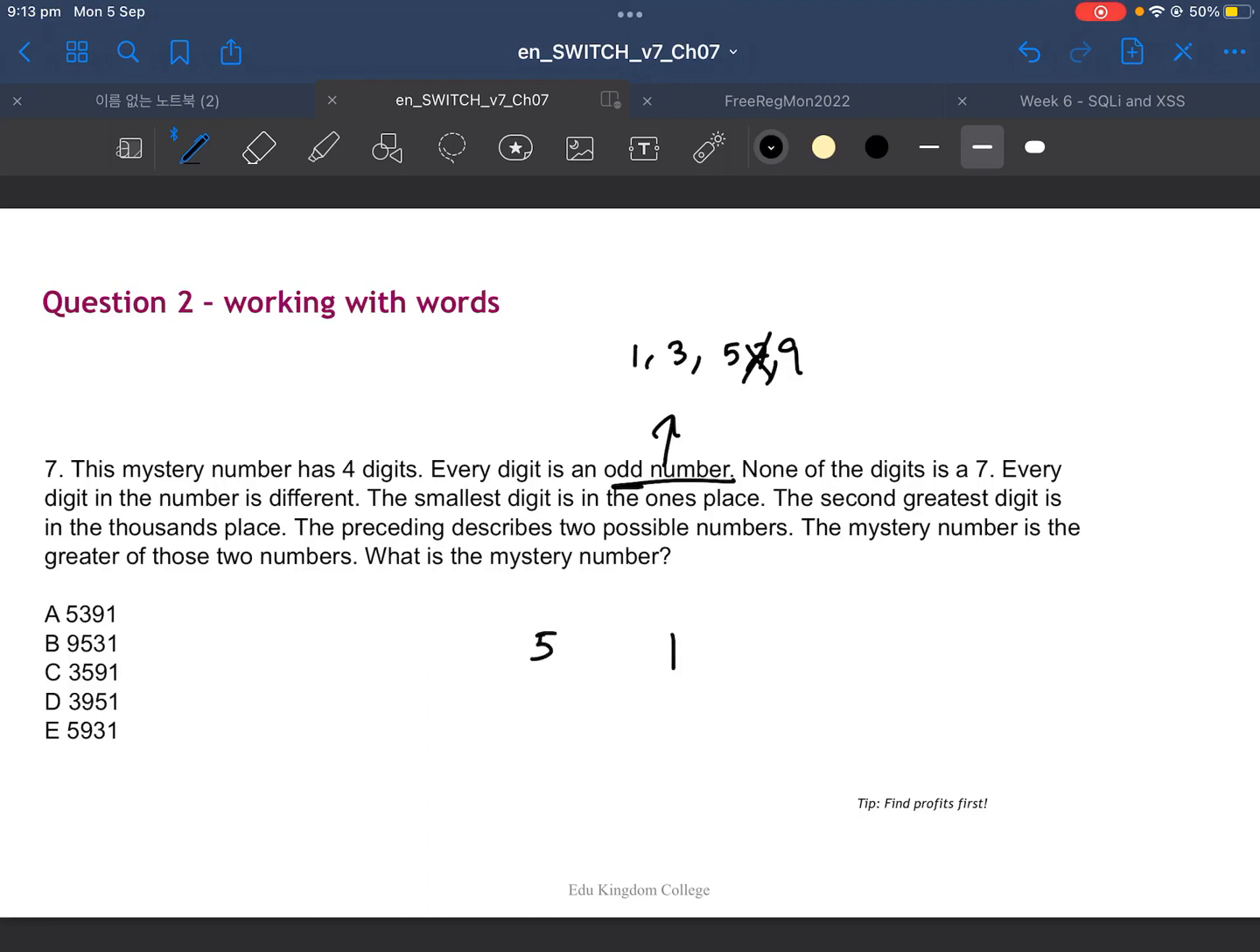So because we know it's a 4 digit number, the 5 is the first digit that comes out. The preceding describes the 2 possible numbers. Okay, preceding. What might that be? It can be a combination of this, 5391 or 5931. So from these two, what does it say? The mystery number is the greater of these 2 numbers. So which one's greater? It's obviously 5,931. What is the mystery number then? It is 5,931. So that corresponds to option E, which is why we circle it.